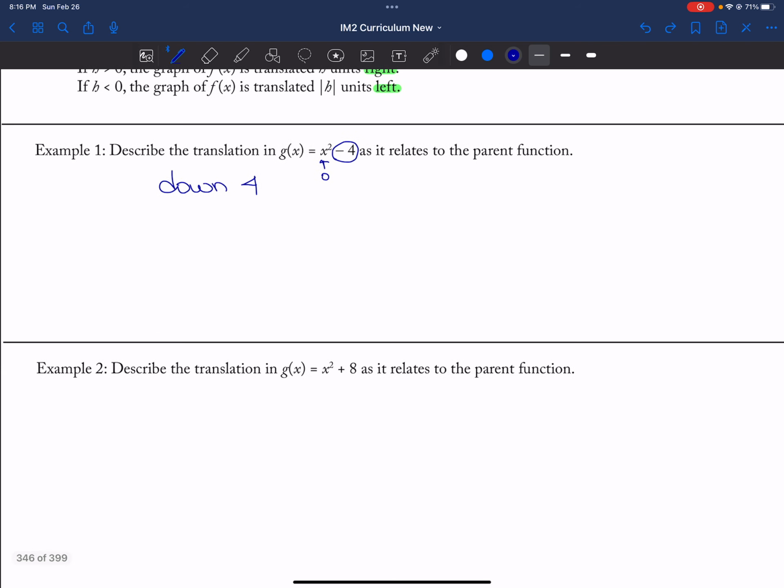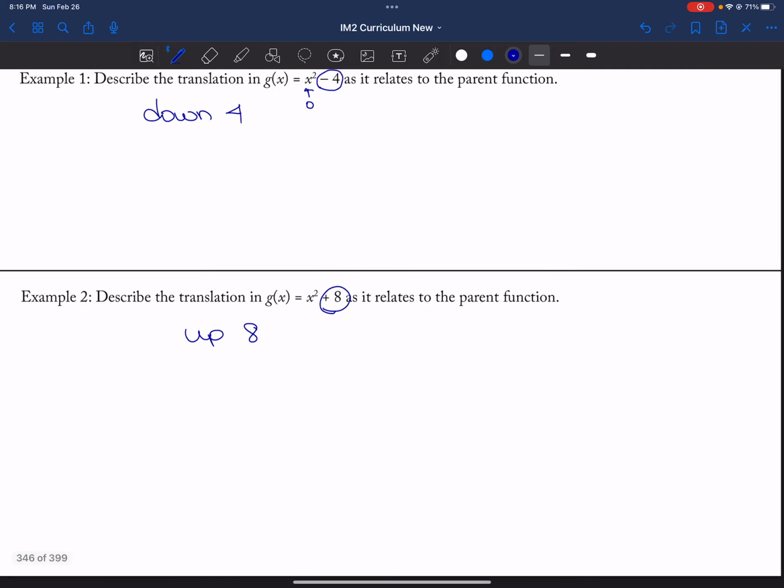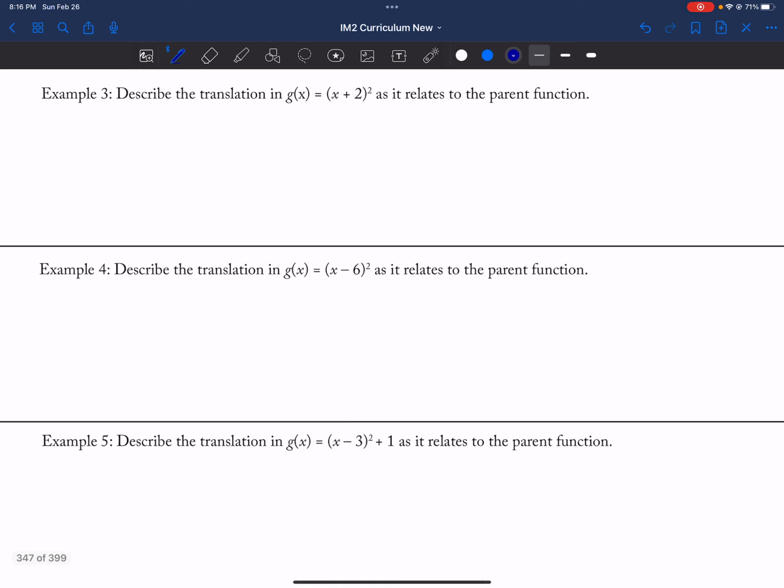All right, so now how about 8? I'm adding 8, so this is good. This goes up 8. Okay. Now, this is the weird one. If it's addition on the inside, then instead of it moving to the right, it actually moves backwards. It goes to the left by 2. A negative actually moves to the right, not to the left, by 6.